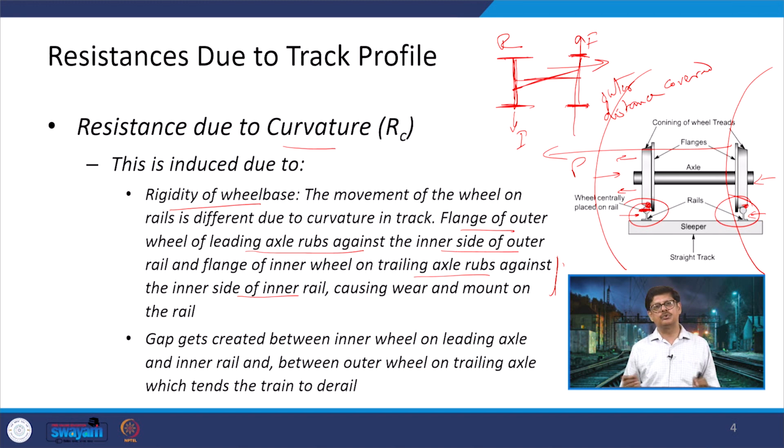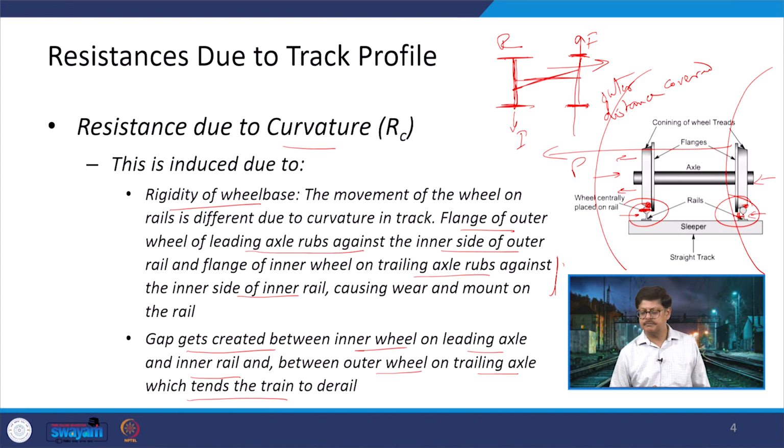These two conditions, one appearing on the front axle, another appearing on the rear axle, are going to create wear and resistances. Another thing is the gaps which get created between the inner wheel on the leading axle and the inner rail, and between the outer wheel on the trailing axle, which tends the train to derail if those gaps are higher.